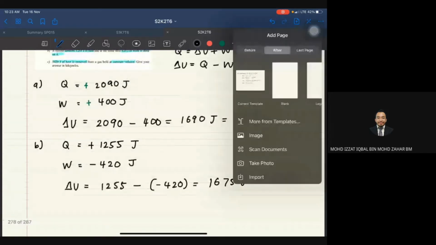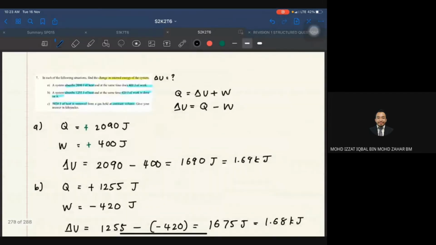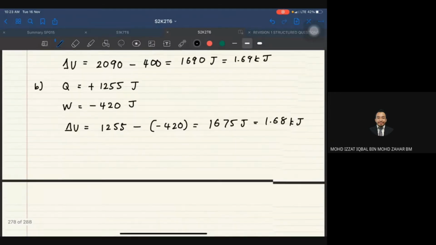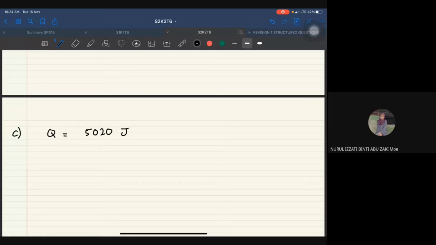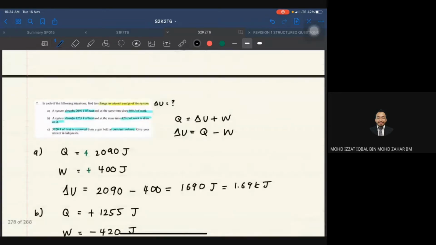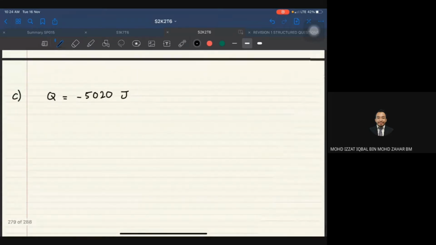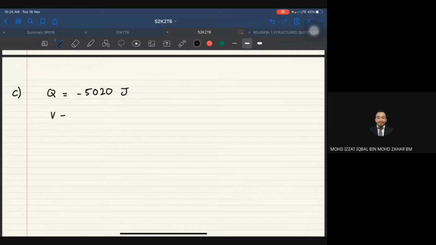Now question C. Dia kata 5020 heat is being removed. Heat is Q lah. Is it positive or negative? Heat being removed. Negative. Negative, very good. So you have negative 5020 joule for the Q. And then dia kata gas held at a constant volume. V constant.